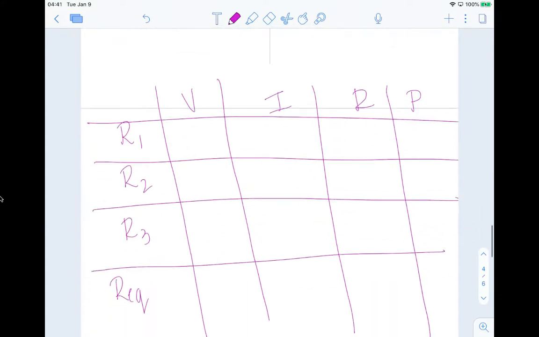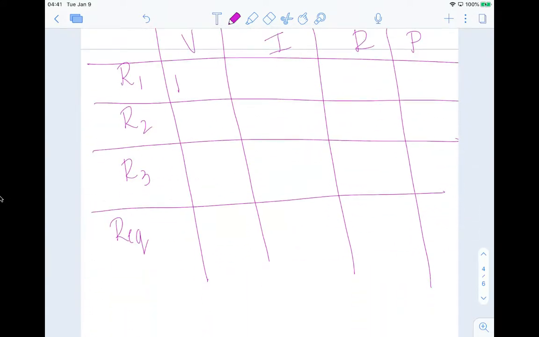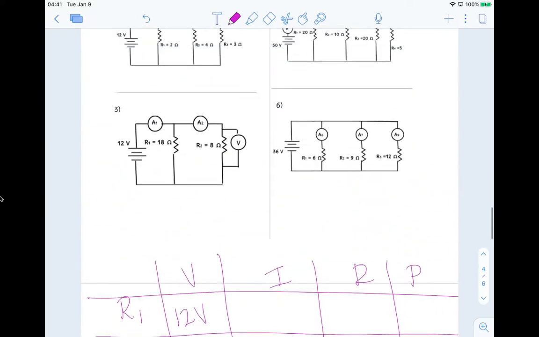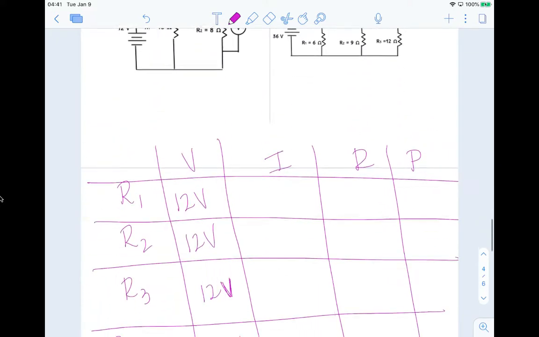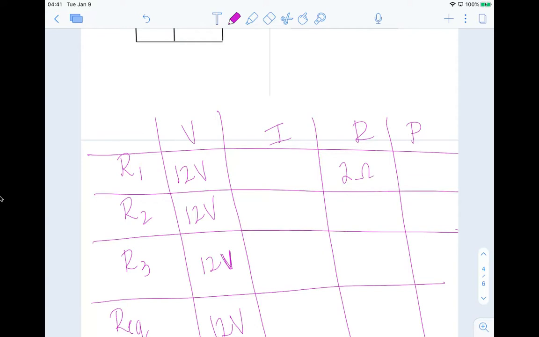So we have our total of 12 volts. And we're going to go a little faster this time. And because we have the parallel circuit, we know that we have 12 volts everywhere. Your voltage is constant. We have 2, 4, and 3 ohms. So 2 ohms, 4 ohms, 3 ohms.